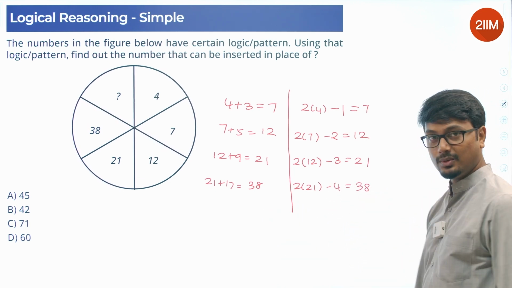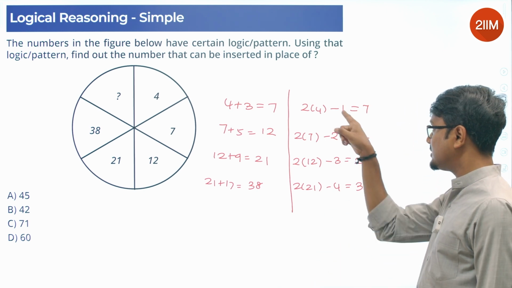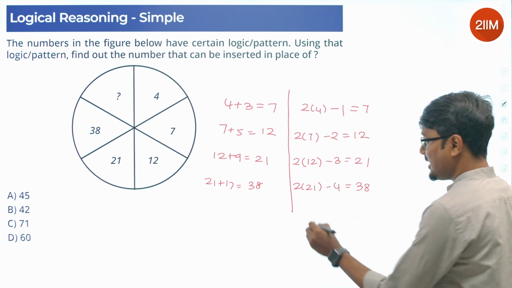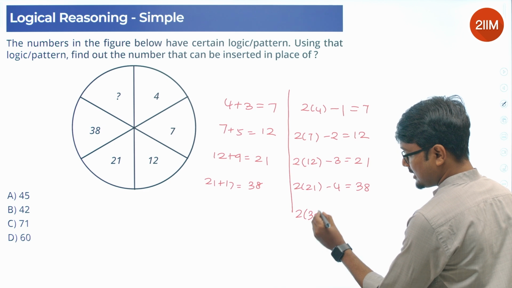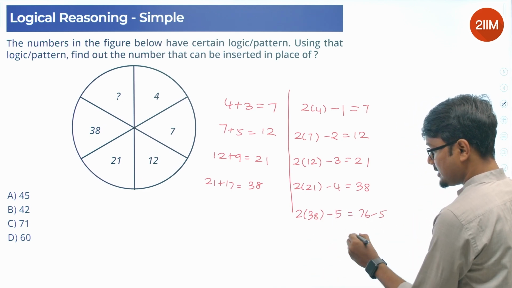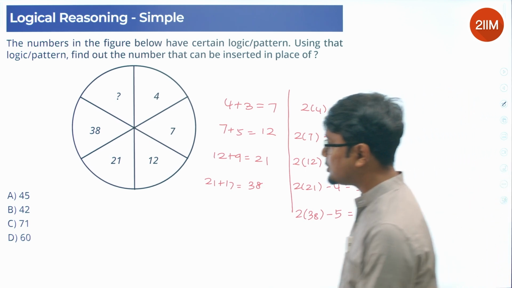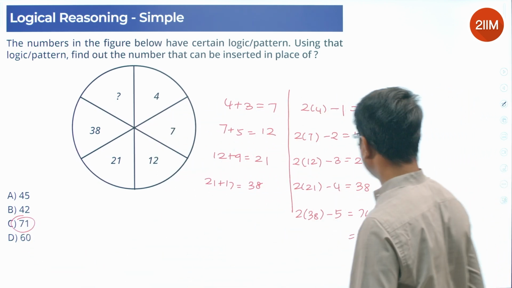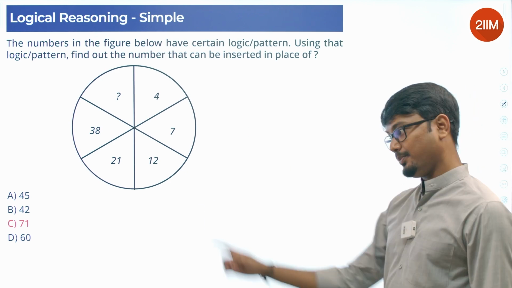So you get a pattern now: double the value minus consecutive integers. So technically 2 times 38 is 76, minus 5. So 76 minus 5 should be 71. So the answer is supposed to be 71. We'll check it out. Option C. Yep, right answer.